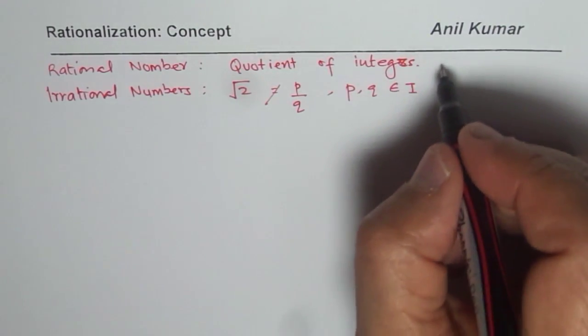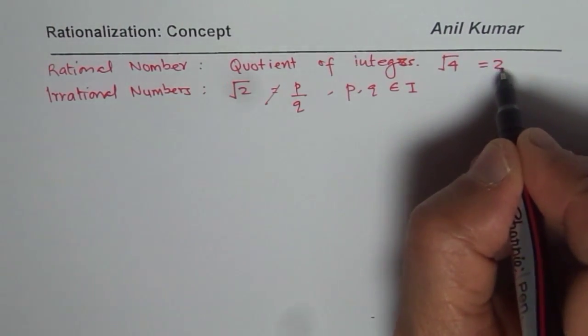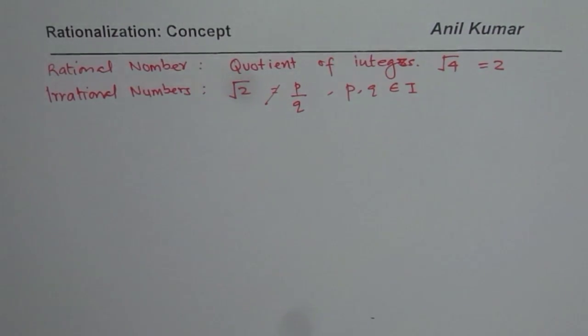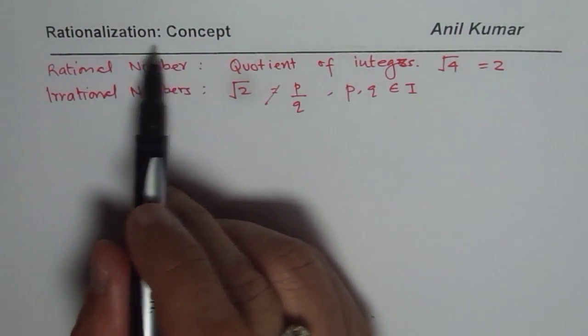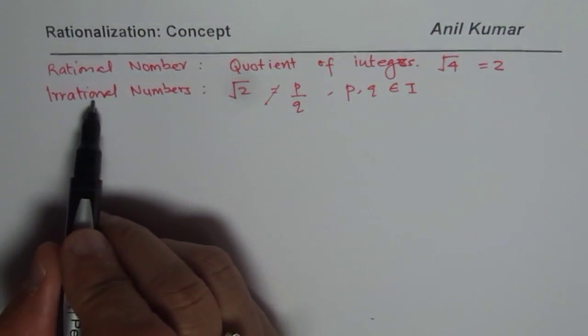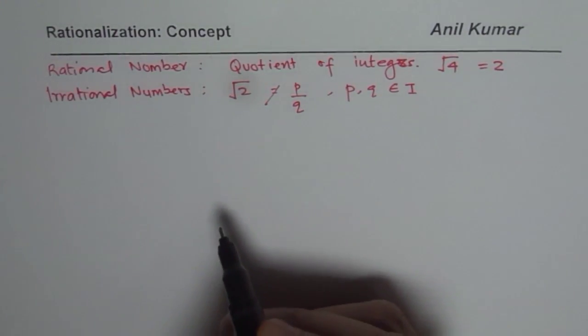On the other hand, if I have square root of 4, I could write this as 2, or 2 over 1. That becomes a rational number. So that is our basic understanding of the number system. In this particular exercise, when we say rationalization, what we're trying to do is write an irrational number like a rational number. So that is the concept.